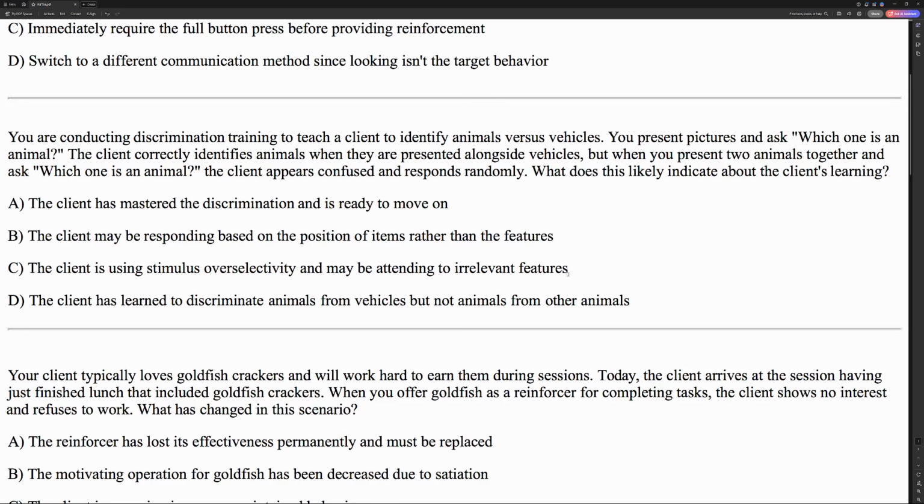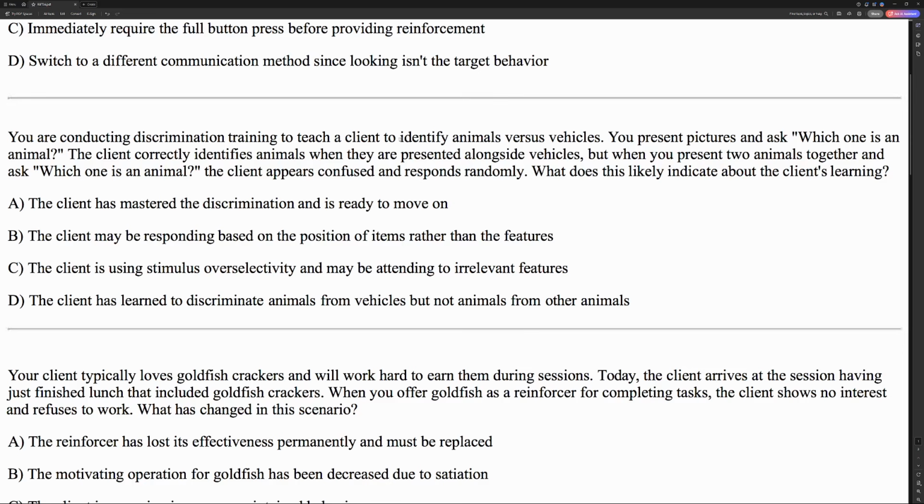You're conducting discrimination training to teach a client to identify animals versus vehicles. You present pictures and ask which one is an animal. The client correctly identifies animals when they are presented alongside vehicles. But when you present two animals together and ask which one is an animal, the client appears confused and responds randomly. What does this likely indicate about the client's learning?